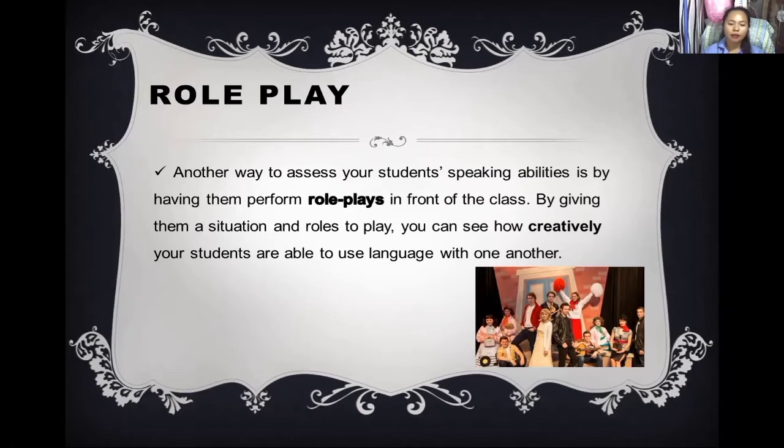And also role play can give them creativity in how they make the role play easy, and how the role play becomes funny, or even the flow of the play, how they can do it by teamwork, of course.